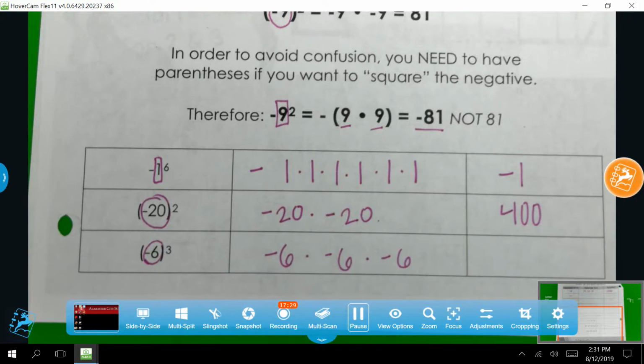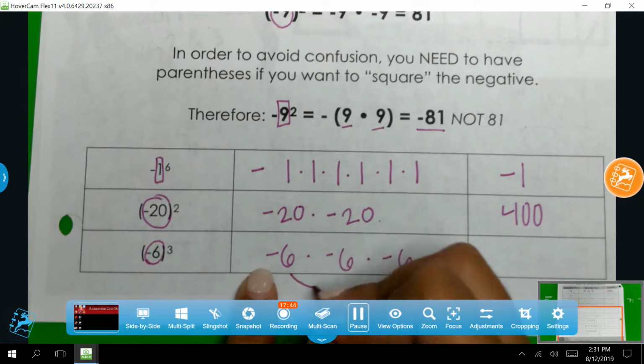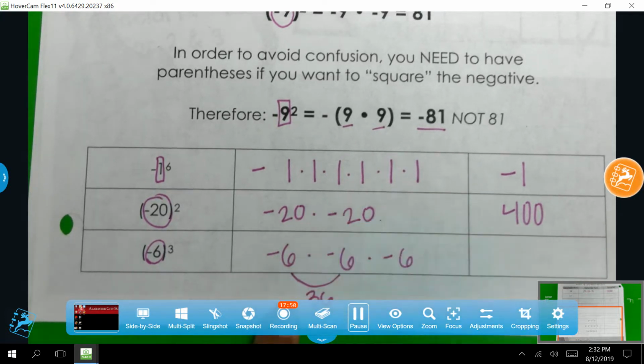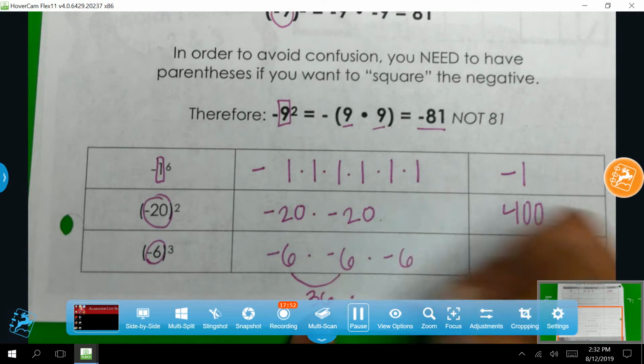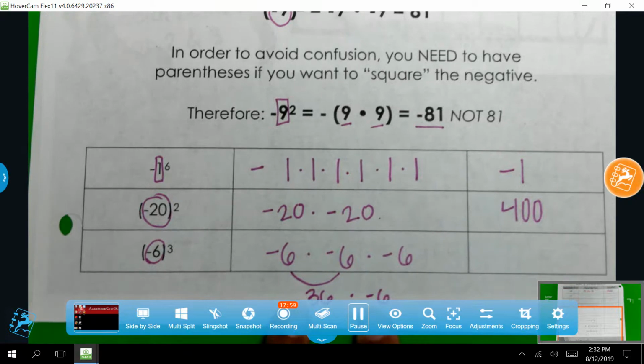Alright, so if I have negative 6 times negative 6 times negative 6, do you think my answer is going to be positive or negative? Positive? Yes. Alright, so if we solve it, first we have to do the first two. So we have to do negative 6 times negative 6, which gives me positive 36. A negative times a negative gives me a positive. So now I have 36 times negative 6. So now I have a positive times a negative. So what does that give me?